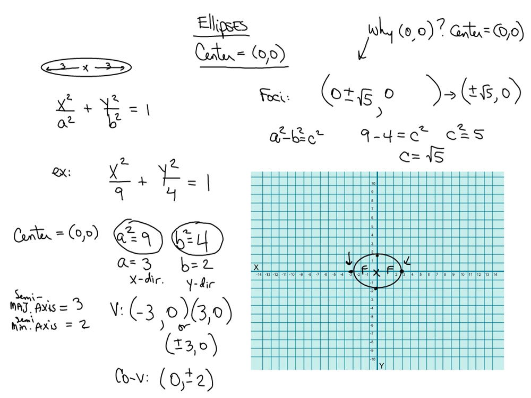So we have our foci, we have our major or semi-major, minor and semi-minor axes, the vertices, the co-vertices. Any questions about that before we do one more example? So let's go through one solid example without having to do all the explanation in between. So let's look at one that looks like x squared over 4 plus y squared over 16 equals 1.